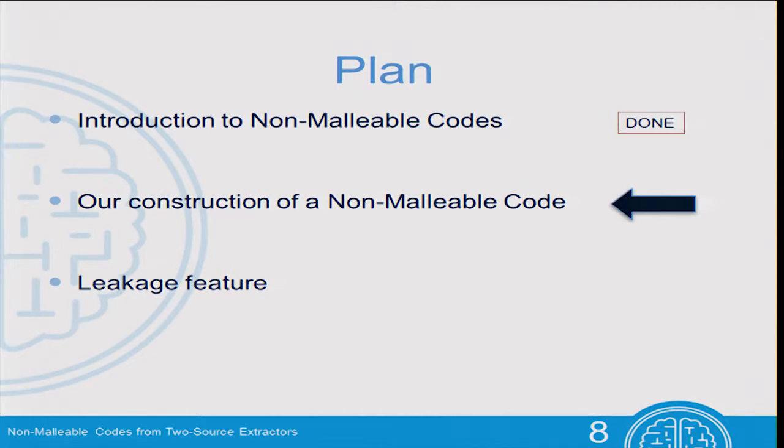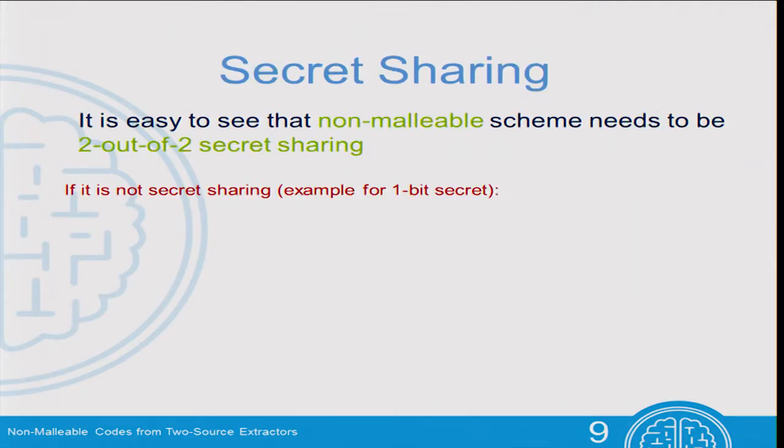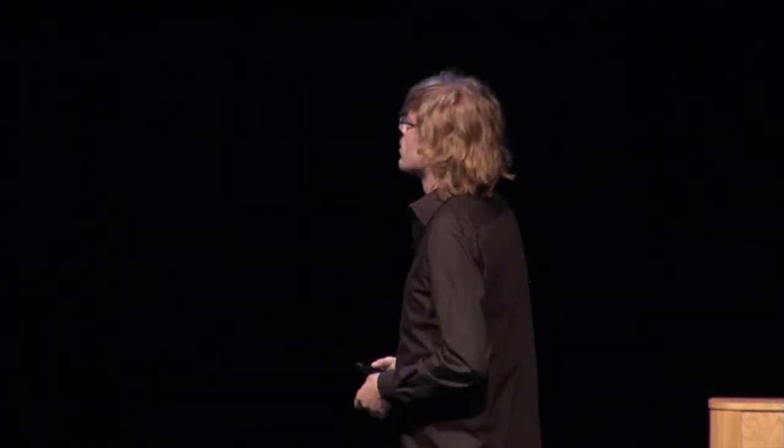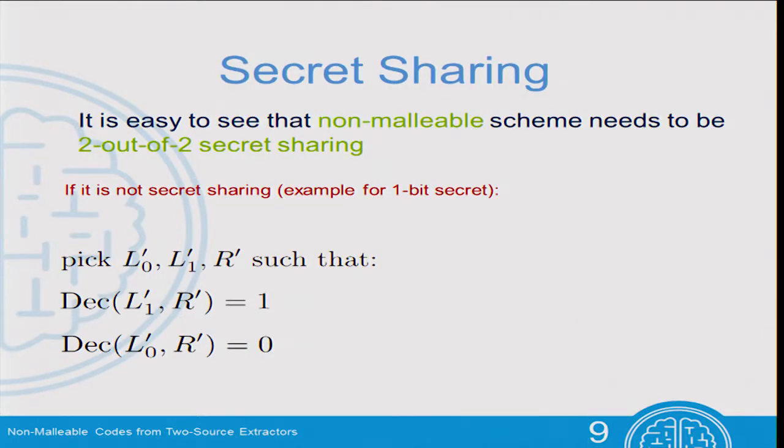Okay, so the second part, construction. So first of all, the first idea is it has to be secret sharing. Why? I will show the example for a 1-bit secret because it's the easiest way, and assume it's not secret sharing. Then what we do, we pick 3 vectors or 3 shares, L0, L1, and R, such that L1 and R encode 1, L0 and R encode 0.